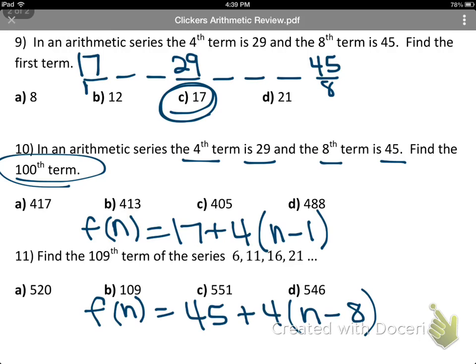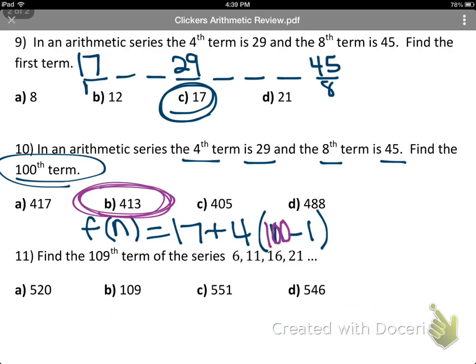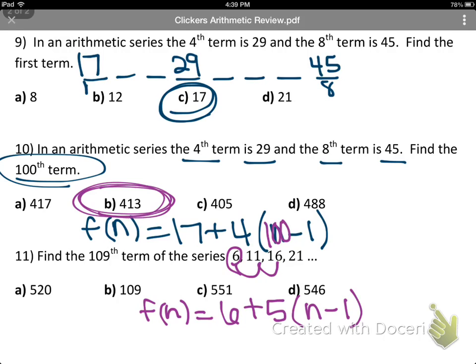So then we're going to plug in the number 100 here, or we could put it here, either way, and our answer ends up to be 413. So then the last one that we have here, it says find the 109th term. So we're going to have f of n. If I use the first term, I'm going to have 6 plus, the pattern is going up 5, n minus, I use the first term, so I'm minusing 1. And then here we're going to actually plug in 109. And if we plug that into that equation, we end up with 546.